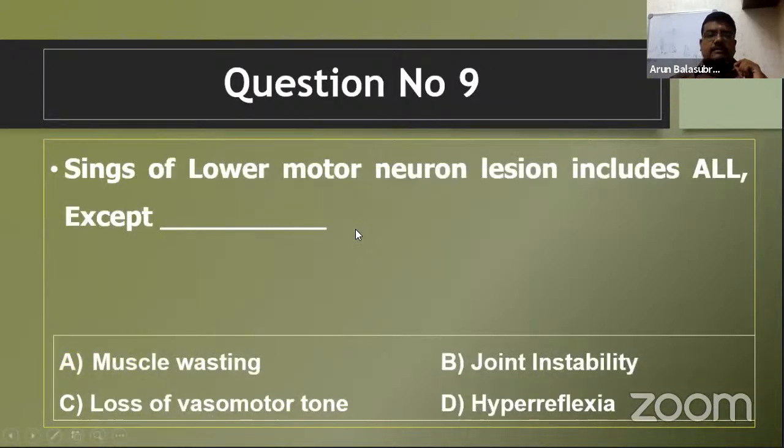Right, question number 9. Very easy question. Signs of lower motor neuron lesion include all except: muscle wasting, loss of vasomotor tone, joint instability, or hyperreflexia. Everyone has said hyperreflexia. Usually it is hyporeflexia that is common in lower motor neuron lesions. Hyperreflexia will not be there, but the other features are common features of LMN lesion: muscle wasting, joint instability, loss of vasomotor control. Joint instability occurs because of wasting as well as because of the hypotonia.